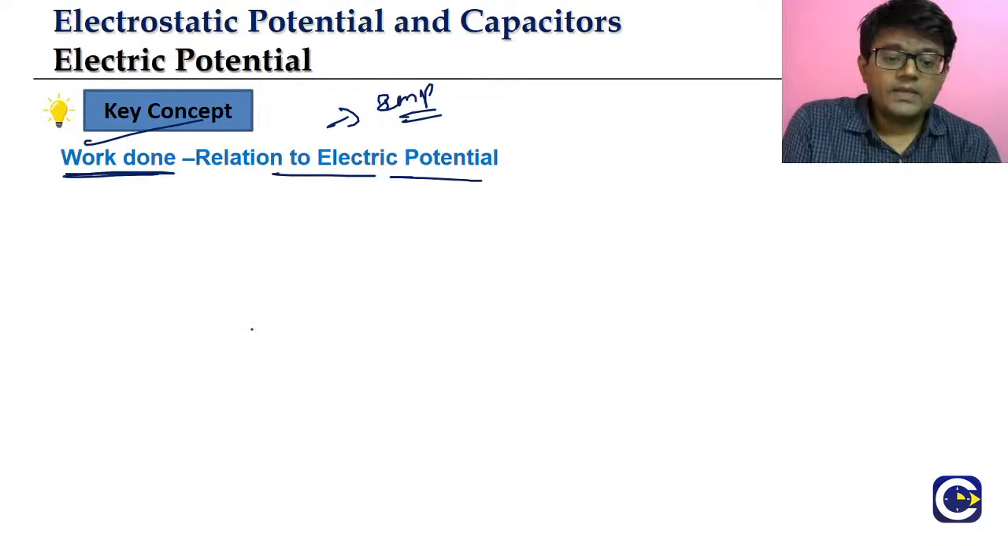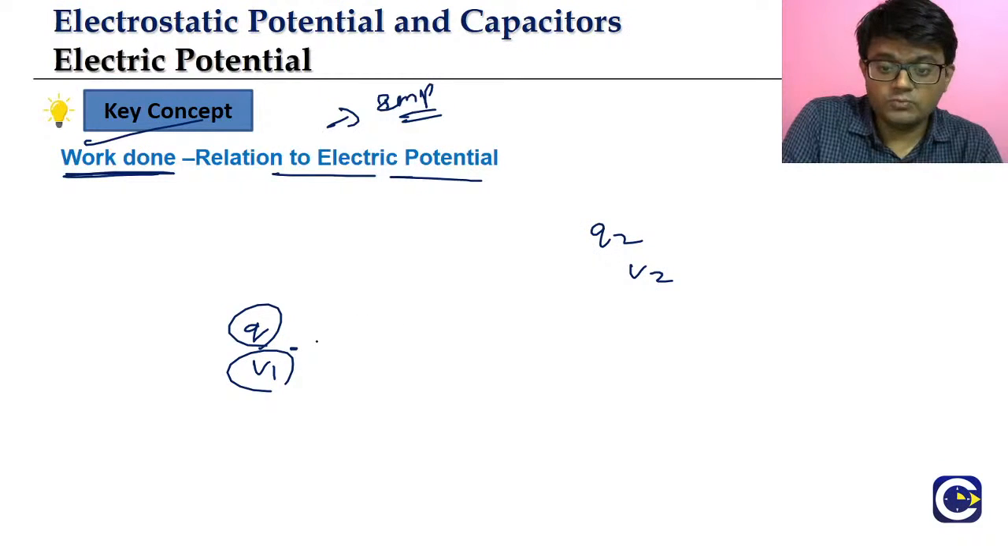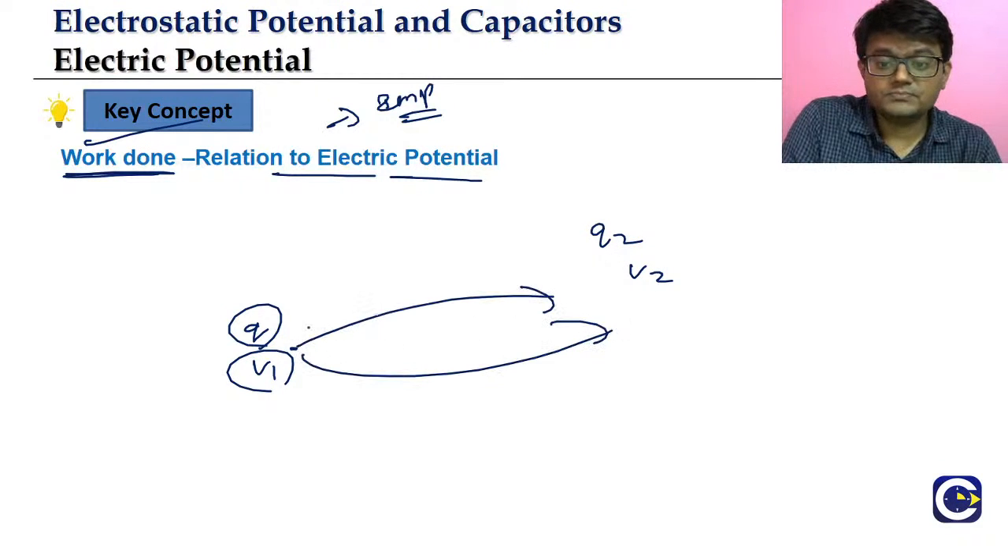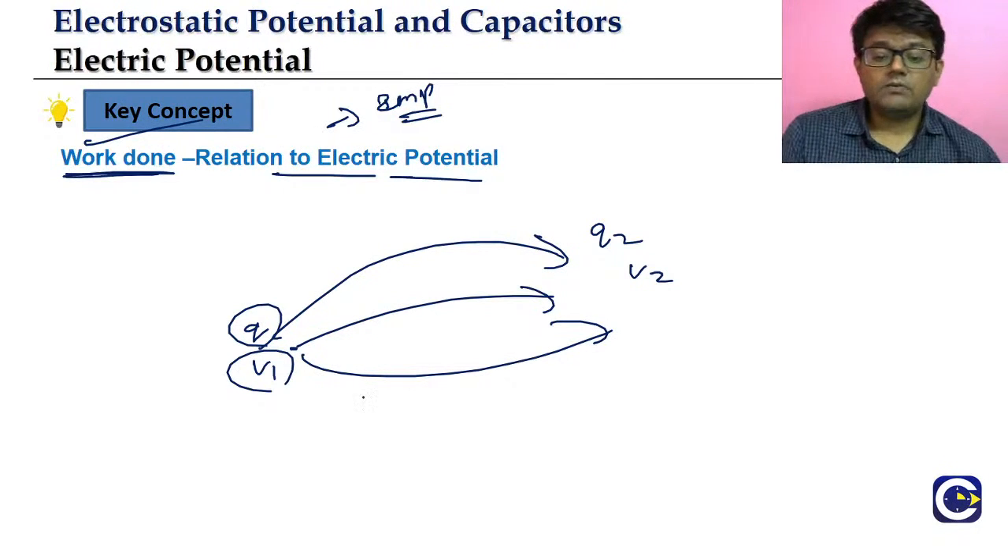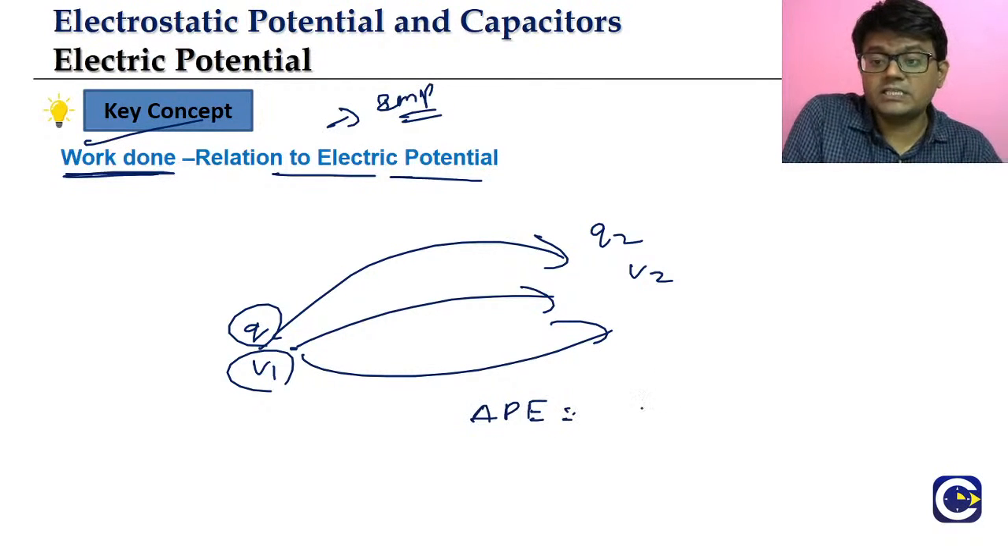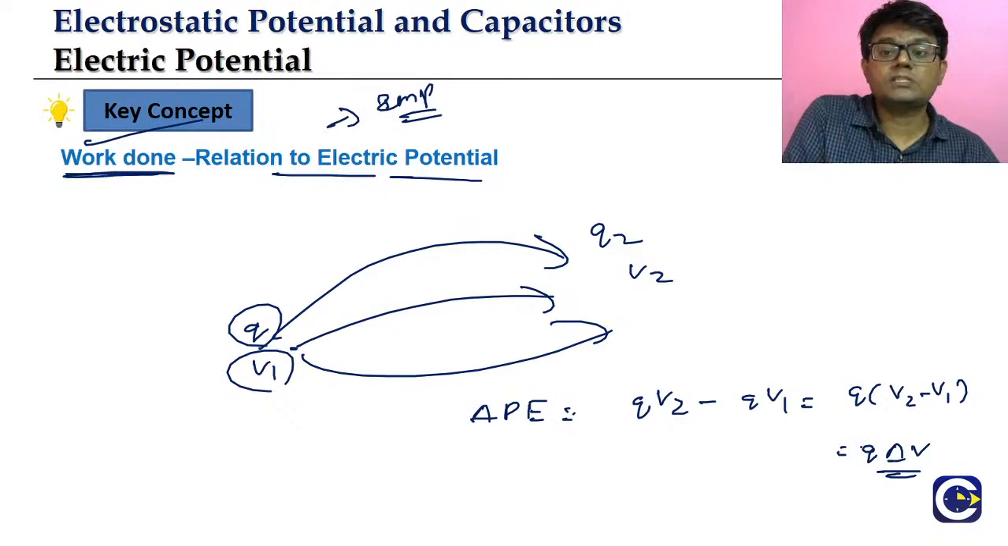So பாருங்க, we have a charge Q. We are trying to move it from a place where the potential is V1 to a place where the potential is V2. We can move the charge in any path. Now when you move it from here to here, obviously there will be a change in the potential energy. What is change in potential energy? Final potential energy minus initial potential energy, which is Q into V2 minus V1, which is Q times delta V. Delta V is called as what? Change in the potential value.